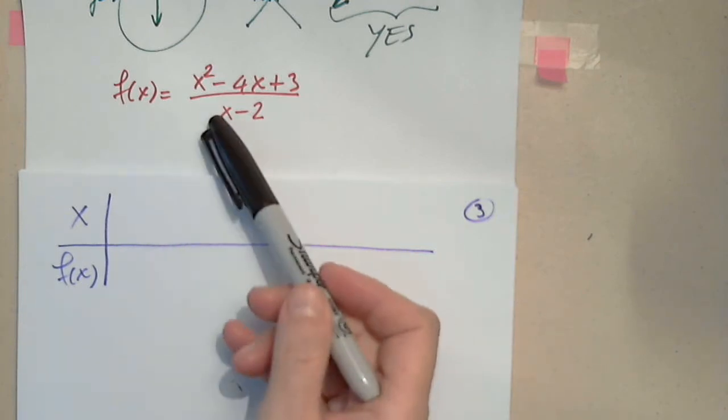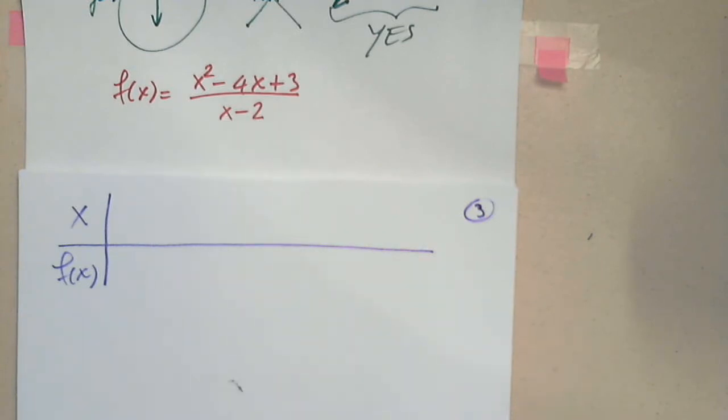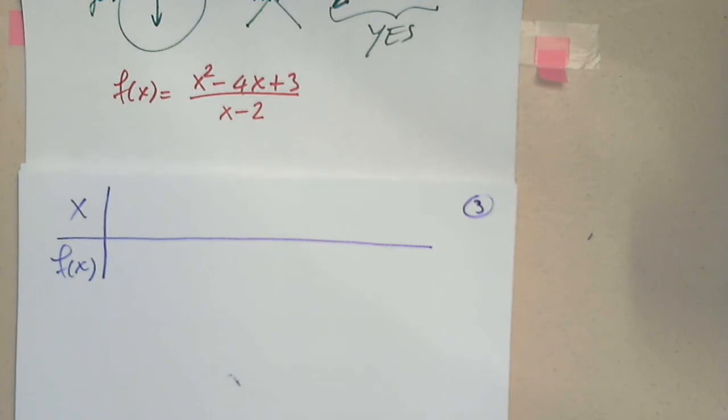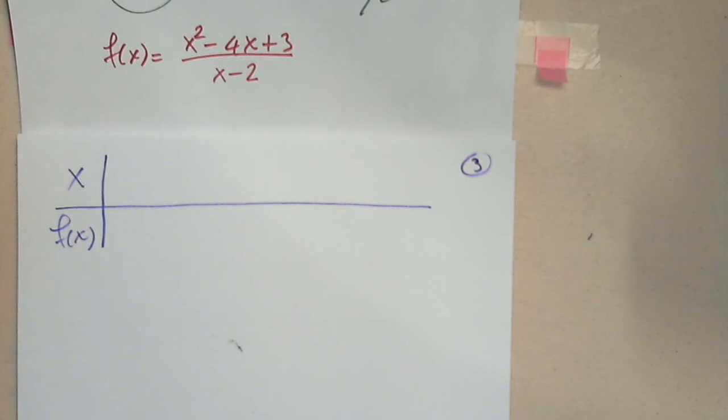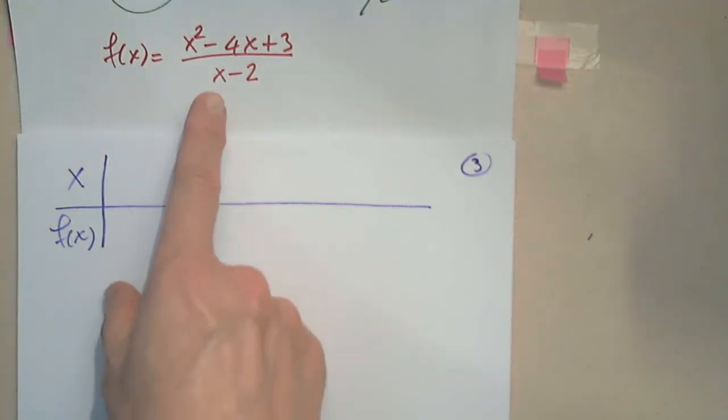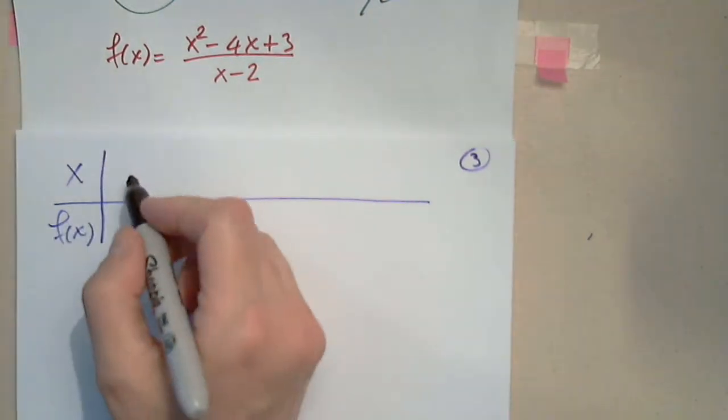If I plug in 3, I get 1 in the denominator, and that cannot be a problem, right? Because I can divide by 1. The only situation in which I cannot divide is when I try to divide by 0. In other words, when x is 2. Correct. Very good. Excellent.